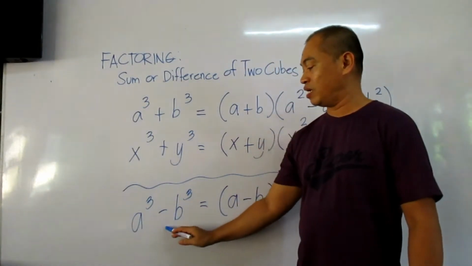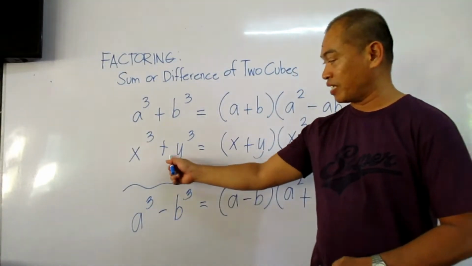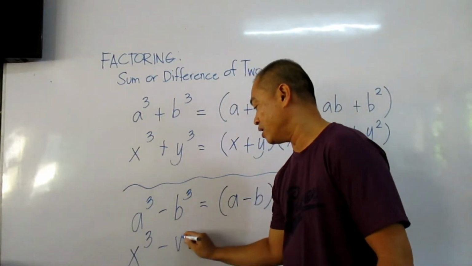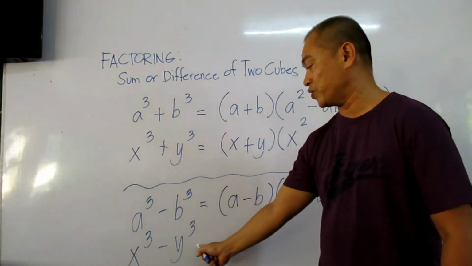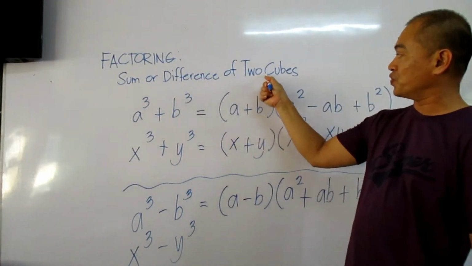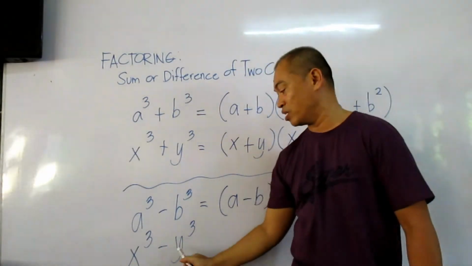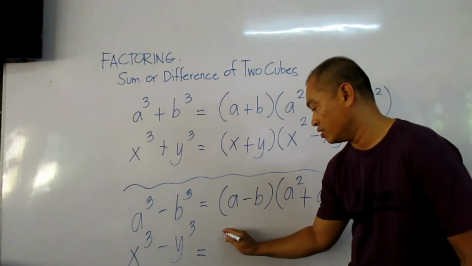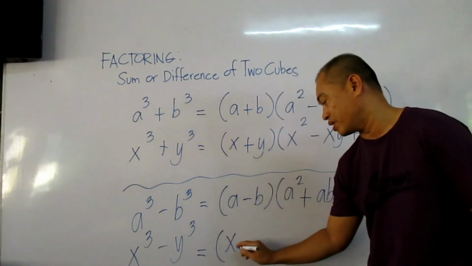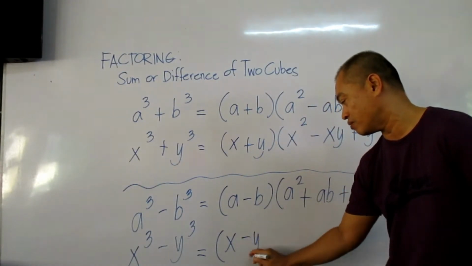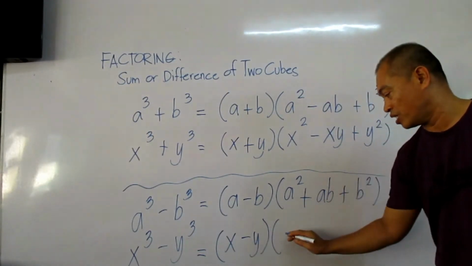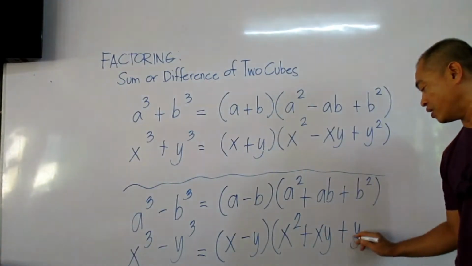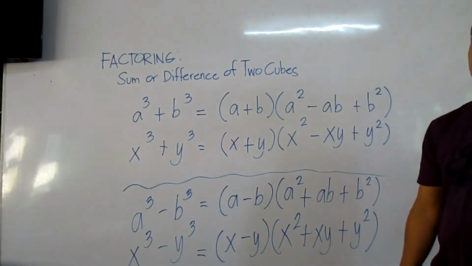Now, if this will be changed into another variable, just like this one, as a common, the x and y. So, it will become x to the cube minus y to the cube. That is the difference of two cubes. So, dalawa yung cubes. It should be perfect cube. Okay, so just copy whatever the variable there being used, minus y. And then since you are using x and y, so it will become x squared plus x times y plus y squared. Okay, so that is now the formula.